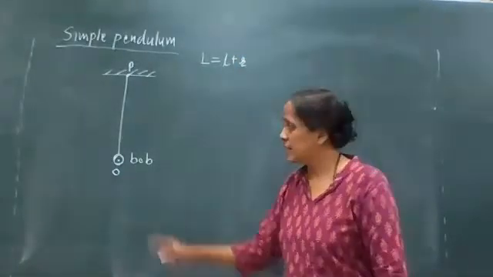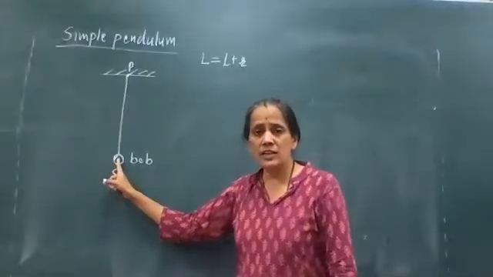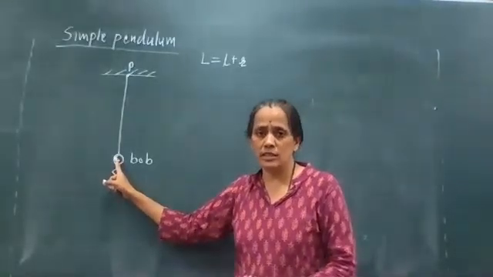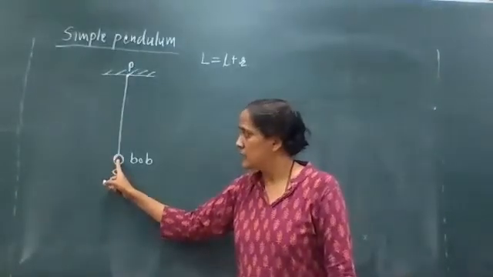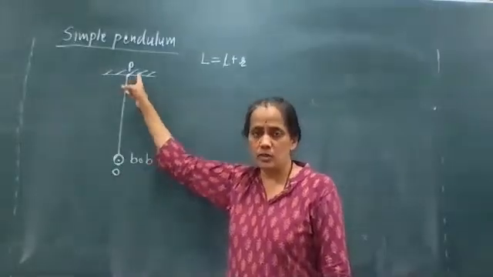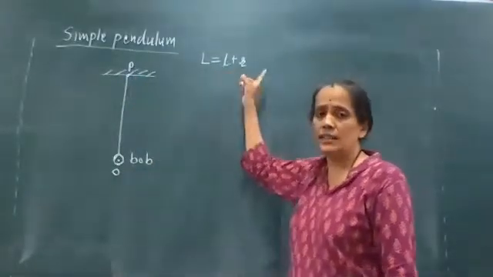Why is the radius of the bob added? Because at the center of this bob, the whole mass is concentrated. So that's why that distance R is added to the length of the string. That total length is called the length of the simple pendulum.